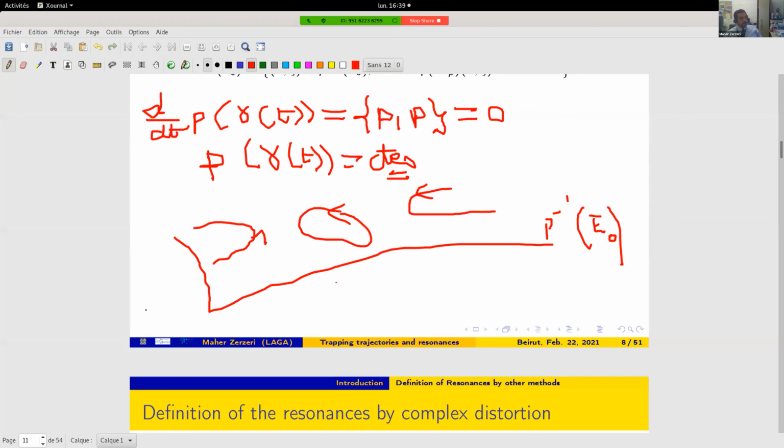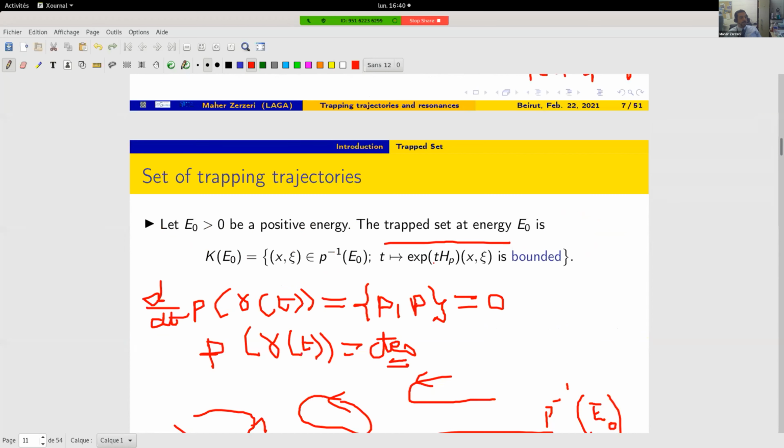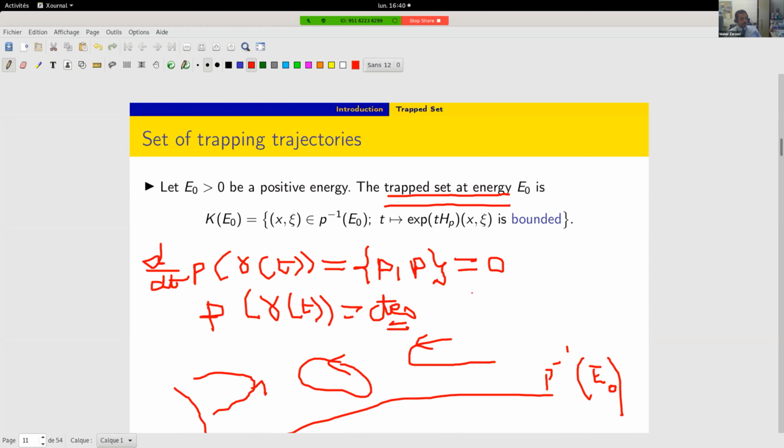And the idea is to understand the relationship between the resonances, or the distribution of the resonances, the asymptotic of the resonances, with these trajectories. Okay, this is the first thing, very important. And we define the very important classical object, the bounded trajectory, what we call the trapping trajectory. The set of trajectories that don't go to infinity. This is a very important thing.